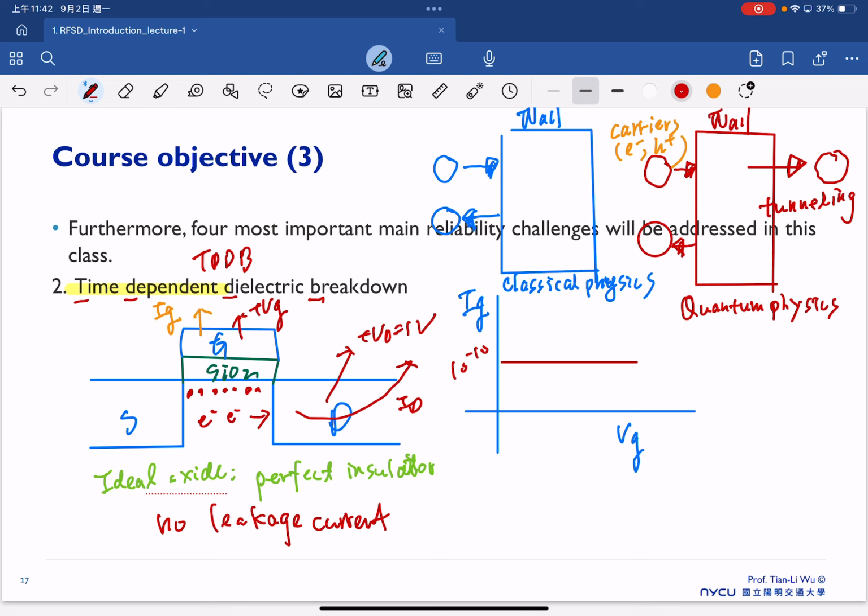So tunneling means we apply the gate bias here. The carrier can penetrate across this dielectric and reach the other side and become our leakage current. So this will become our leakage current.